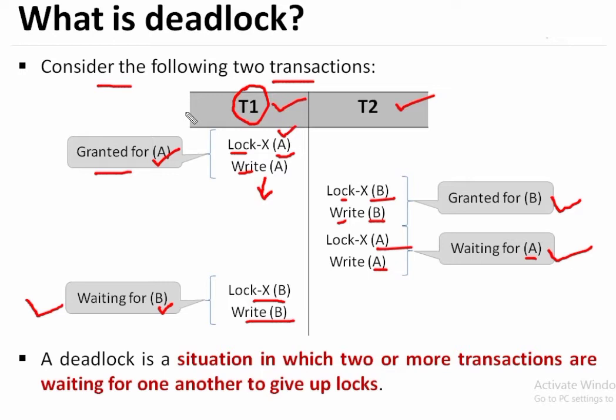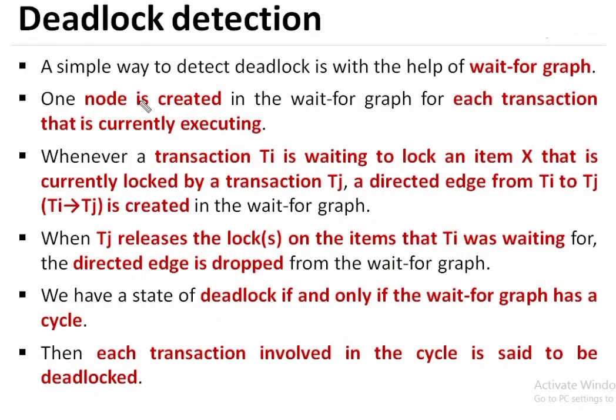So no transaction will release the lock, ever. This is the condition known as a deadlock, because T1 never releases the data item A and T2 never releases the data item B, and both transactions are waiting for the other item to complete their operations. So a deadlock is a situation in which two or more transactions are waiting for one another to give up the locks. This is known as a deadlock.